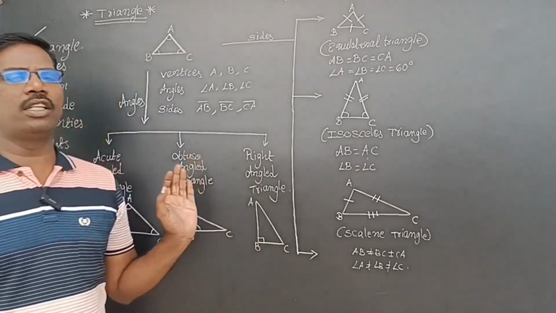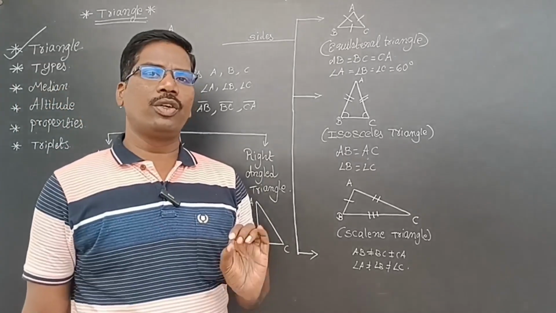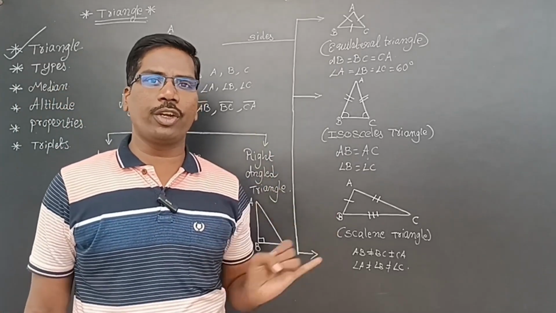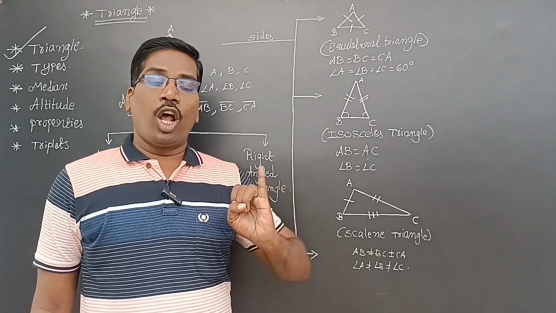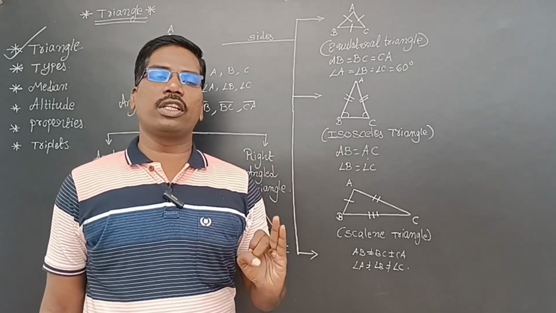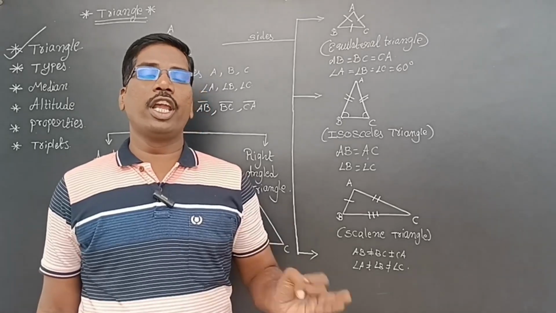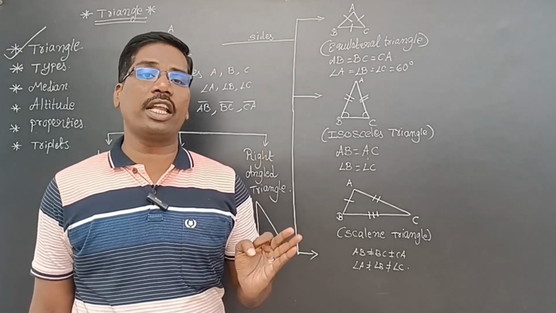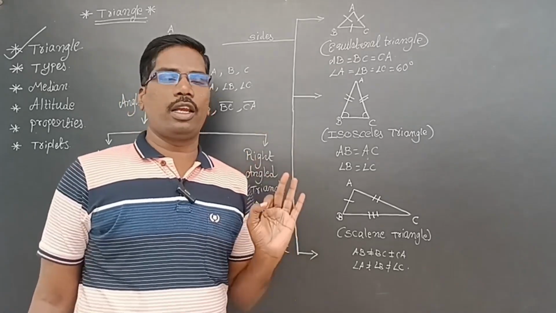So according to angles, triangles are of three types. One is acute angle triangle, all angles are acute angles. And obtuse angle triangle, a triangle in which one angle is obtuse angle. A triangle in which one angle is right angle, that is called right angle triangle.